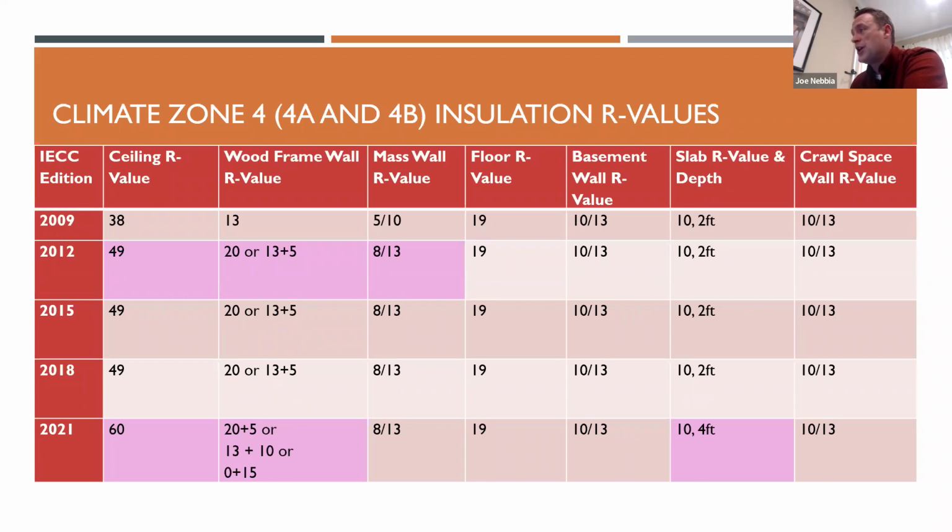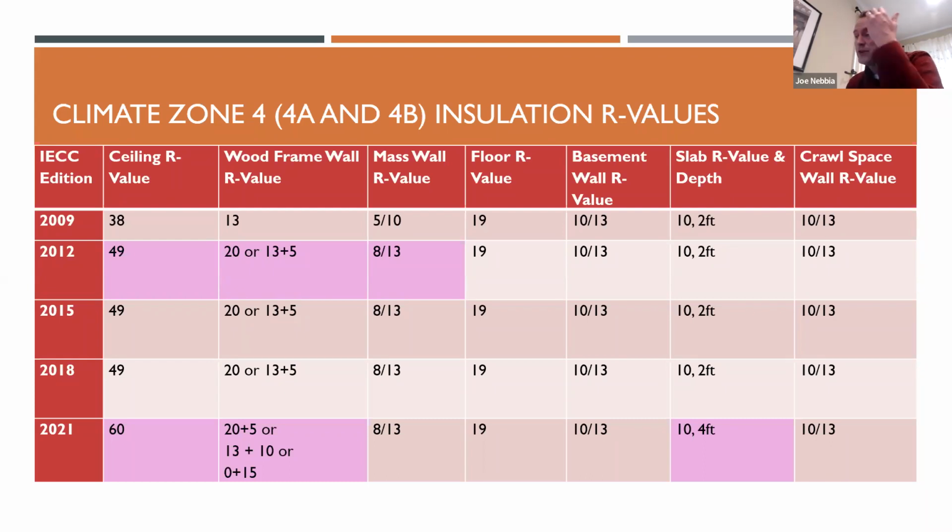And so that's a big change. And pay attention as I talk a little bit more about the flexibility around that as we go. The wood frame wall R values will look the same as climate zone 3. You see 20 plus 5, 13 plus 10, or 0 plus 15. All of those are options. Mass wall is also the same, as well as floor R value.